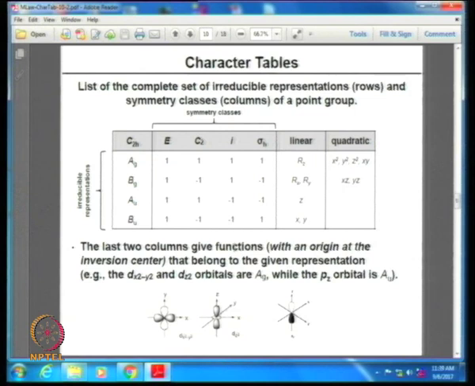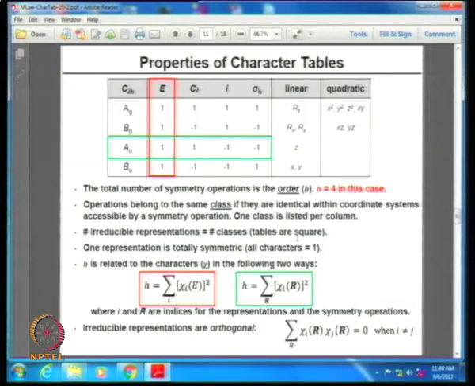So, the last two columns give functions with origins at the inversion center that belong to the given representation. For example, this is some typo, actually it means the d orbitals x squared minus y squared and dz squared are Ag, and the pz orbital belongs to Au. So this is p, and these are higher level, the d. Okay.